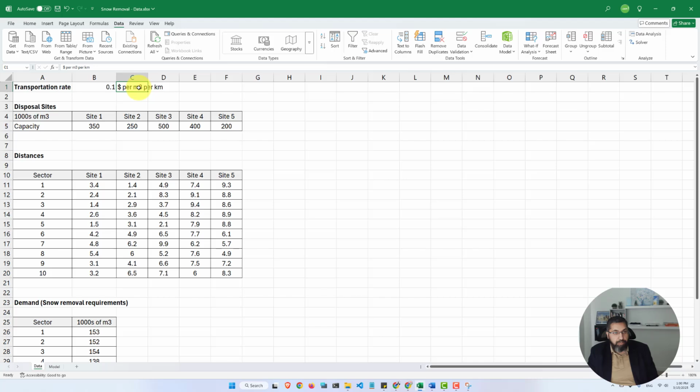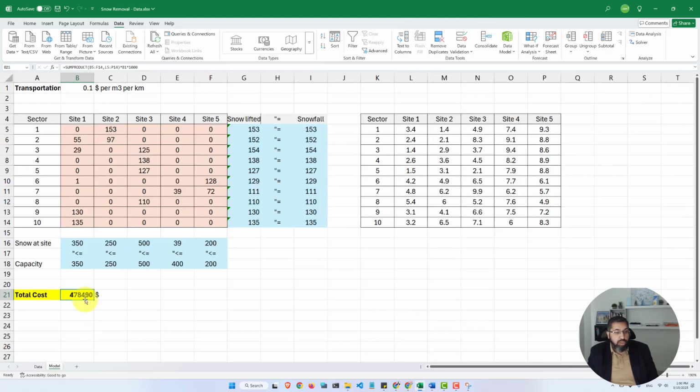This is per cubic meter. This is not per thousand. So you have to multiply your total cost by 1,000, otherwise you were not factoring it in right. Your cost was not in dollars. Okay, so our cost is $478,490. This is our plan for sector 1.